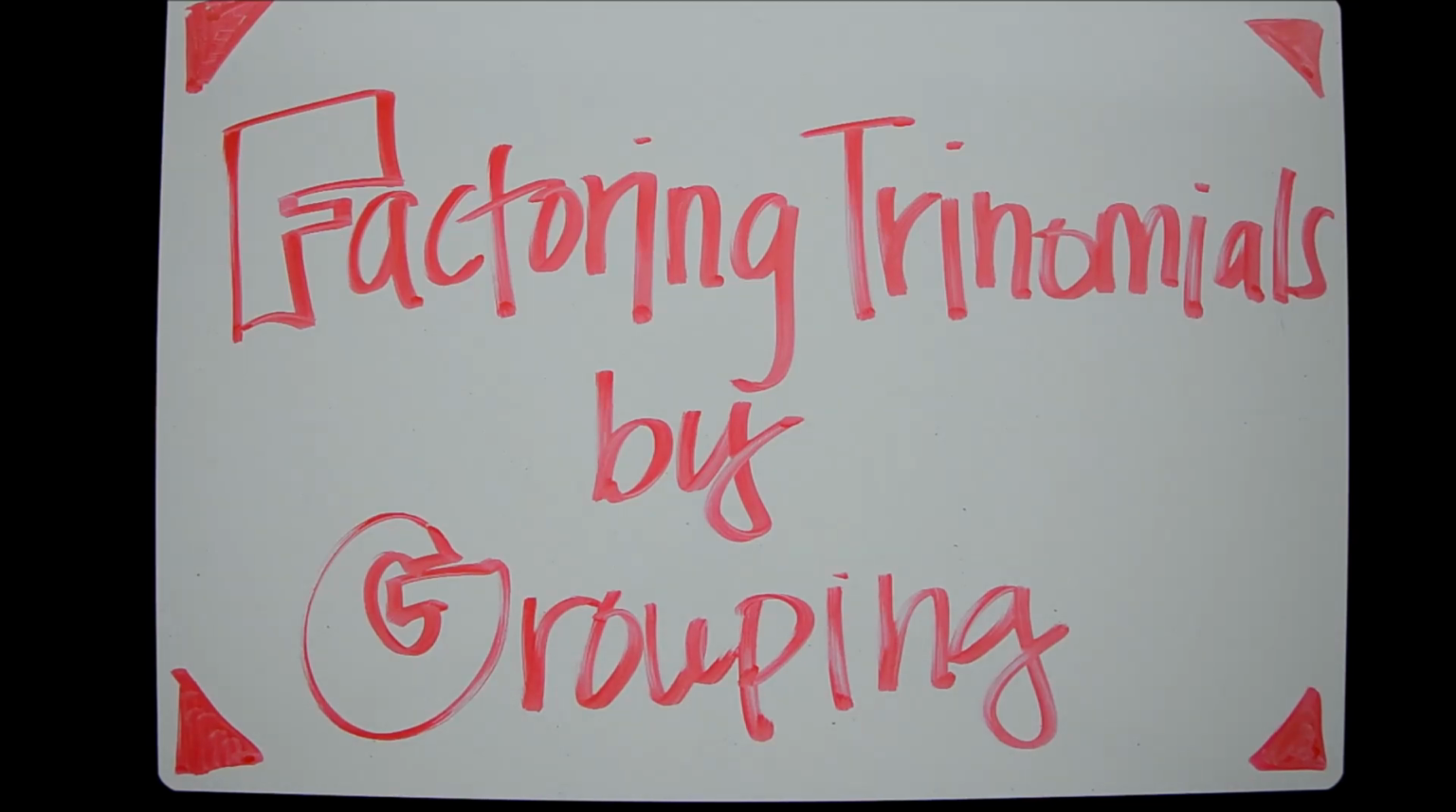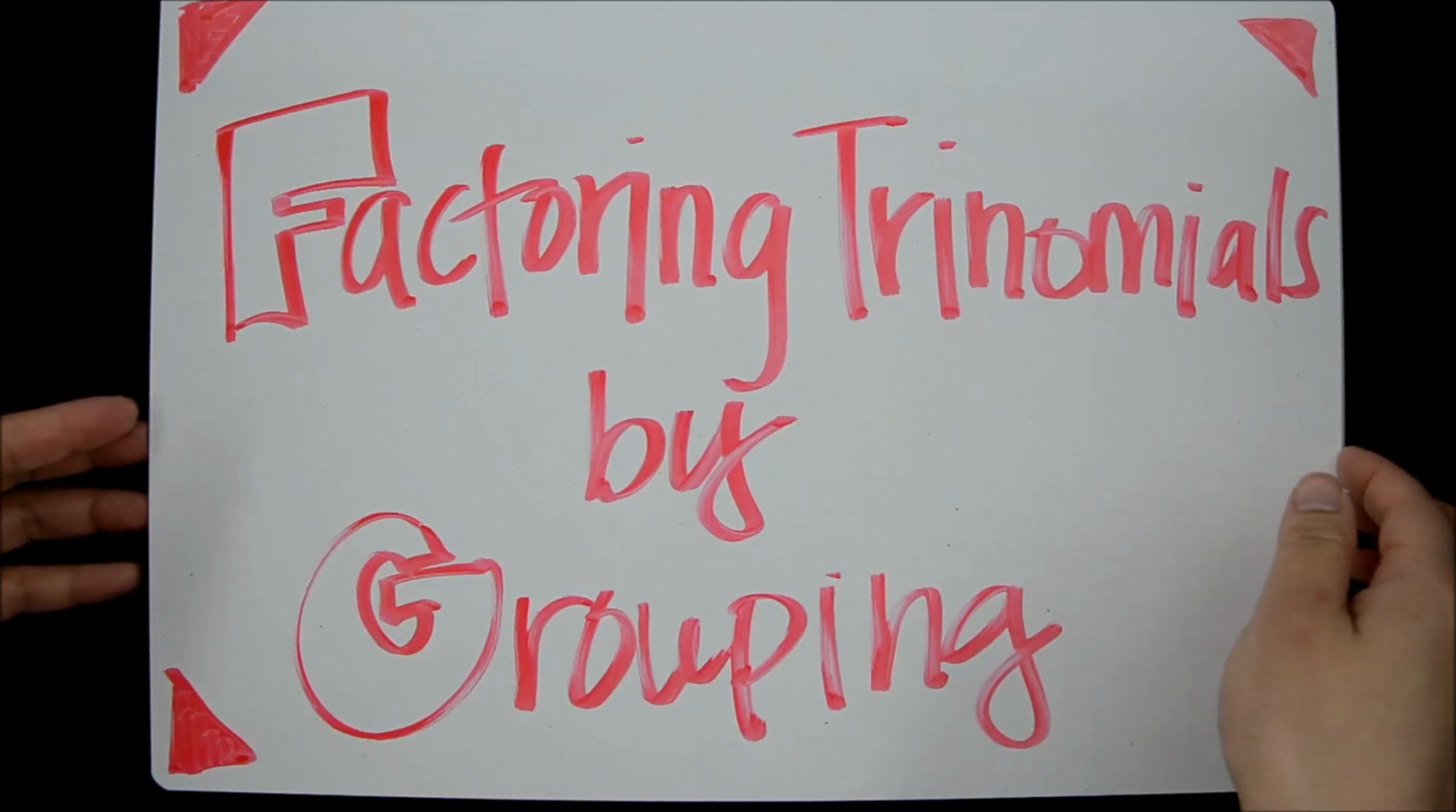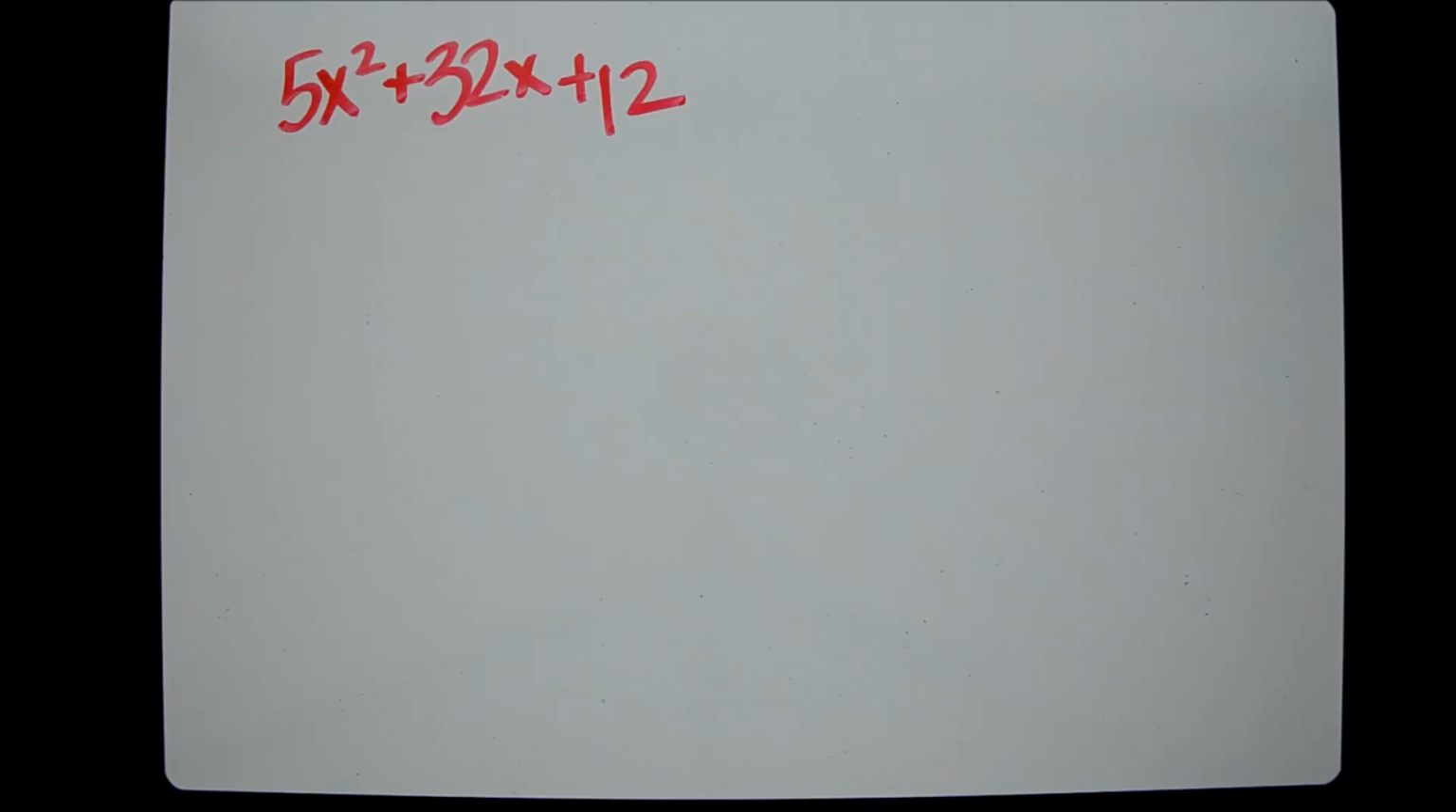Today our lesson is on factoring trinomials by grouping. Let's take a look at our first example. Here we have 5x squared plus 32x plus 12. The first step is to always factor out the GCF.